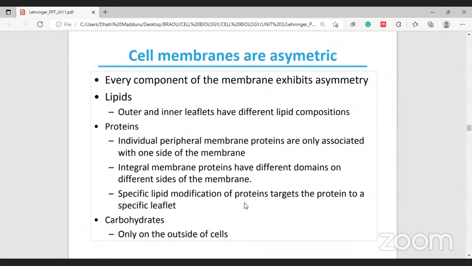Okay, so like for RAS protein, that is another topic, cancer biology. So here the cell membranes are asymmetric. So that's what we have discussed, that every component of the membrane is asymmetric. Even the lipids are different, the proteins associated on one side are different from the other side, and lipid modification also can be different. So based on the lipid modification, the insertion of proteins will take place. Okay, and carbohydrates are present only on the outside of the cell.